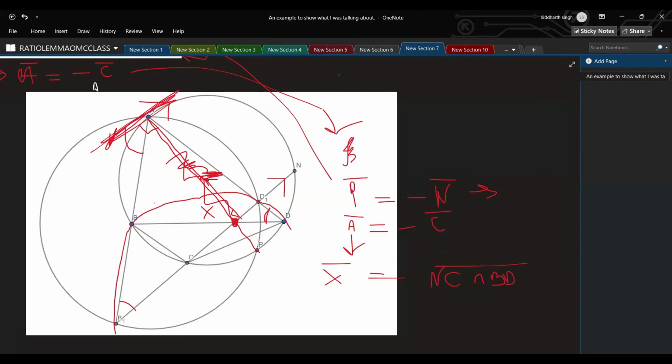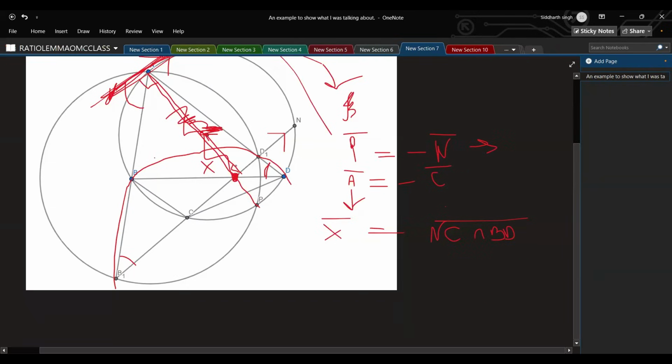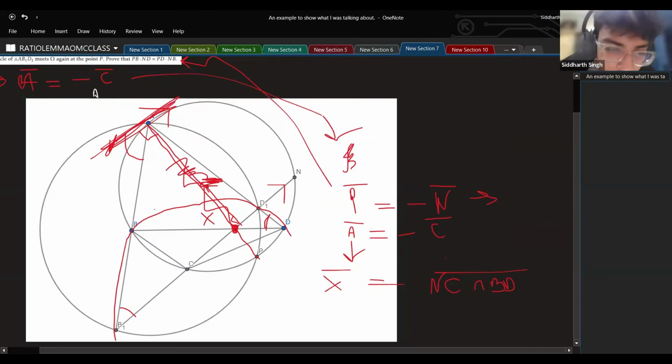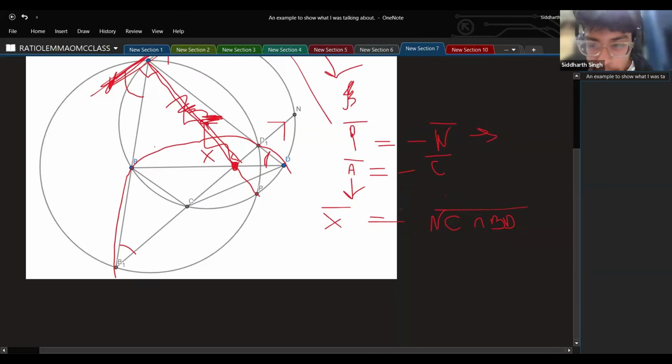Yes. But don't we have that because it's a radical center for B1D, the circumcircular part, and ABD and the other circle? Yes, exactly. That's the main final piece. Nice. So now we are done with this. We are basically done with the problem.